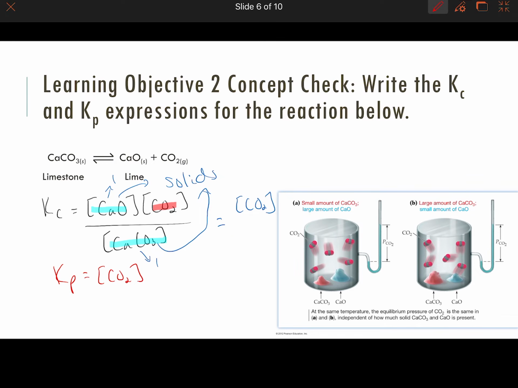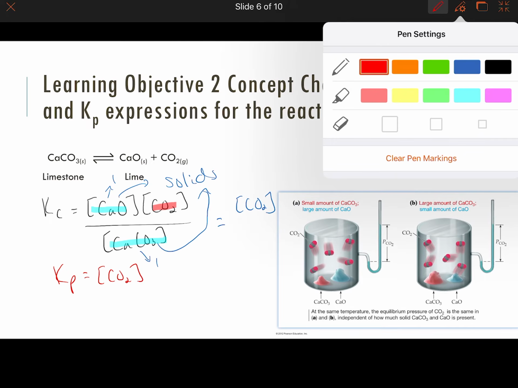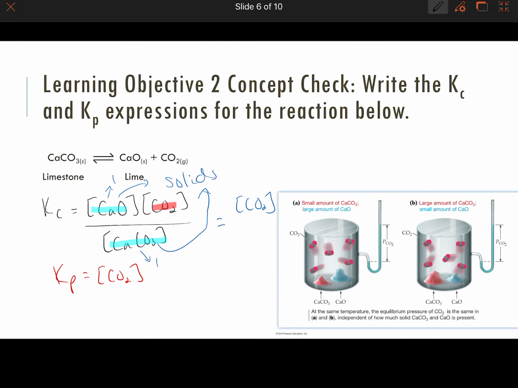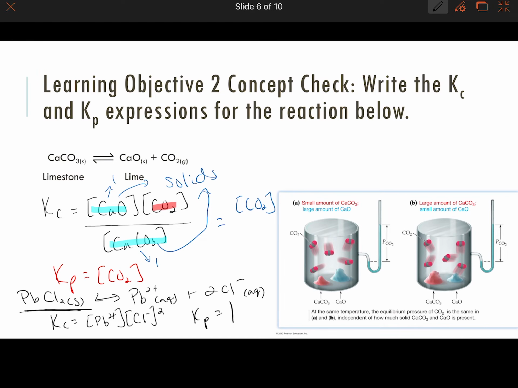We could try another one, because why not? If we have PbCl2 solid in equilibrium with Pb2+ aqueous plus 2Cl- aqueous. This will not be included in our Kc. So our Kc will be Pb2+ times Cl- squared. And then our Kp is 1.